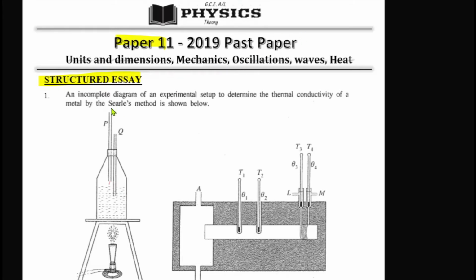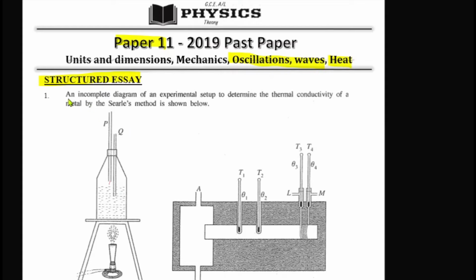So here in this structured essay, of course, what we have chosen is one question from heat and another question from waves and oscillation, the optics part. The question from the heat is going to be the Searle's apparatus problem, and then the experiment that we will encounter in the optics part would be the spectrometer. So yeah, let's get started.